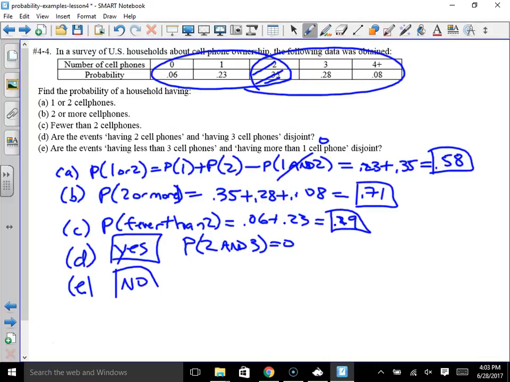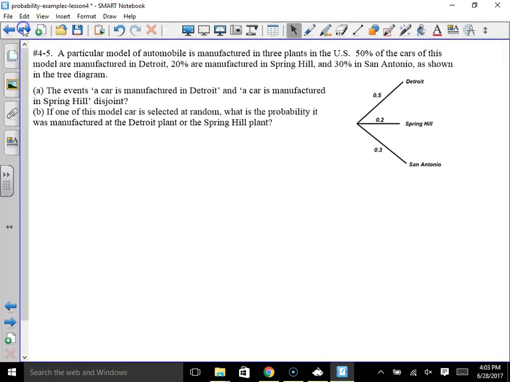These are not disjoint, right? Because the probability has an overlap. Maybe I should just state it this way. The 2 cell phone case is an overlap. And since they do overlap, it means that there is what we call a joint probability. The joint probability would be that 0.35, right? So they're not disjoint because there is a joint probability. All right, let's go ahead and move on to the next problem.